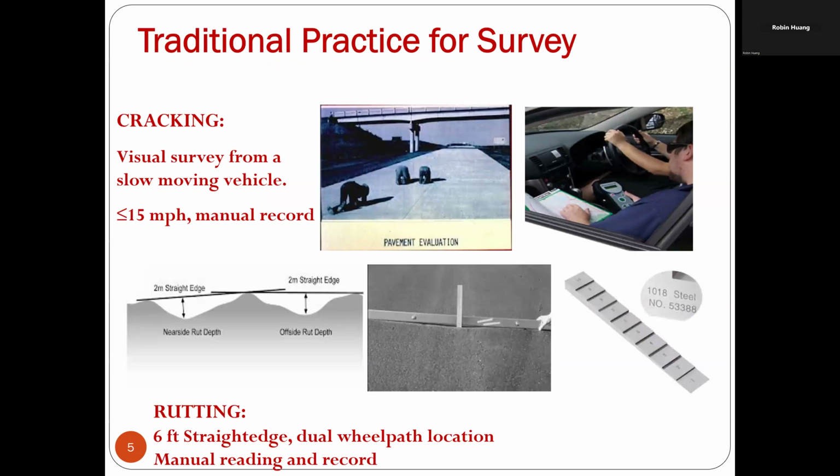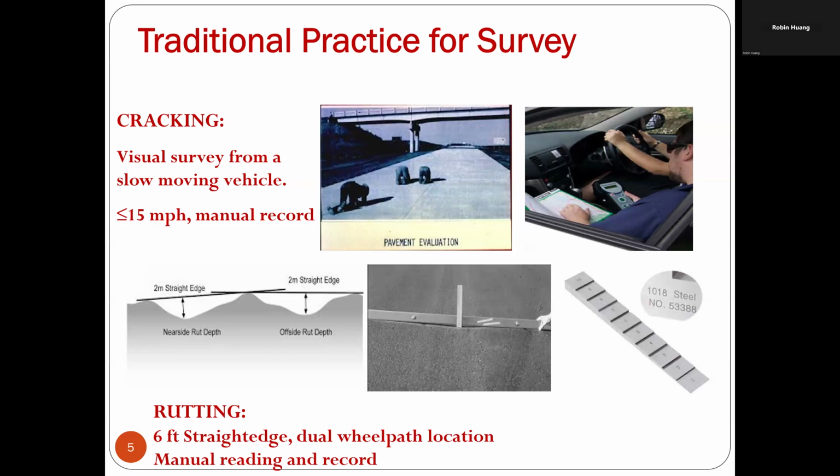Traditional practice, you can see in the middle of this picture. This is the project level of the surface distress survey. It is rarely used, only for some of the research. The right side picture is a very typical visual survey practice. It's one driver plus one reader. The reader holds some instrument to count what they see on the road.